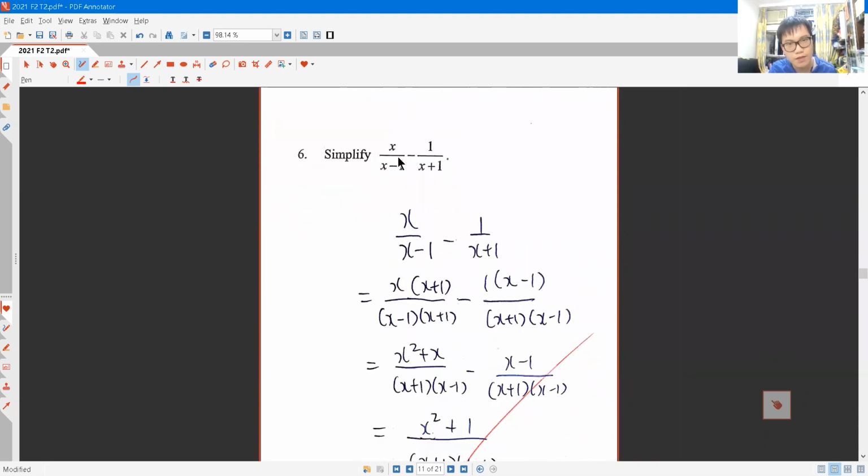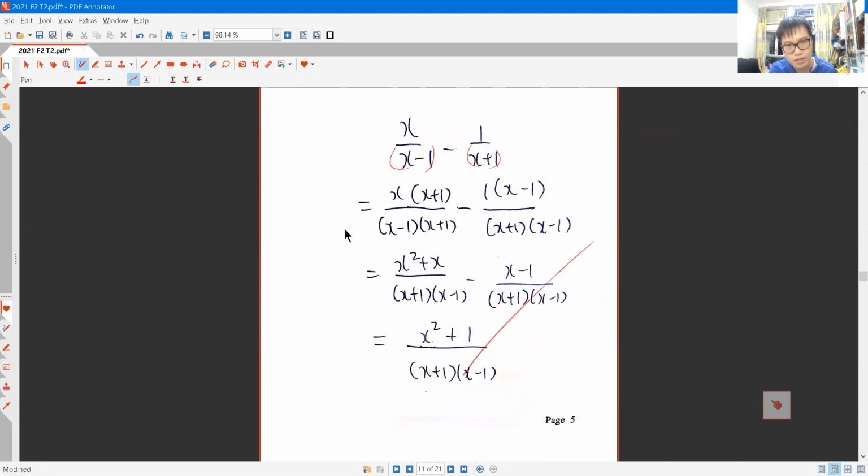Okay, this one, simplify this. There's a minus. You bracket these two first, then copy the question, and then for the first term, you multiply the denominator in both numerator and denominator. For the second one, you multiply x minus 1 on both numerator and denominator. Then, if you're fast enough, you can write this one at once. x times x plus 1 minus 1 times x minus 1. The numerators can combine, and the denominator will be x minus 1, x plus 1, written together like this.